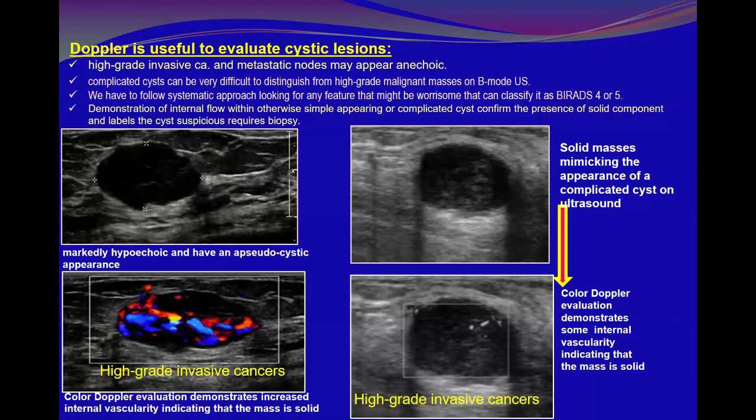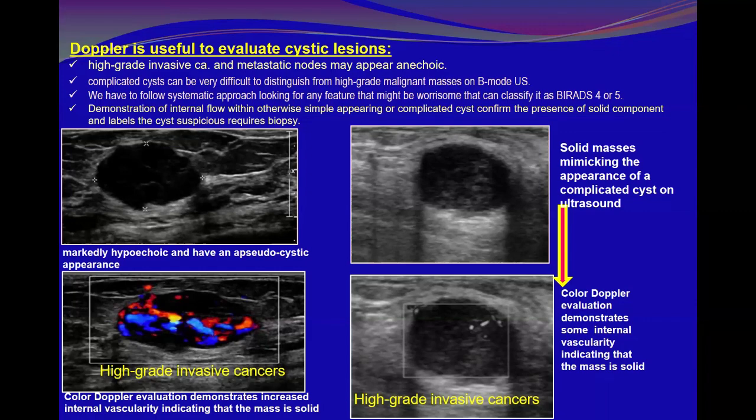Okay. High-grade invasive cancer and metastatic lymph node may appear anechoic. And I have experience of one case presented to me after misdiagnosis of a necrotic lymph node in her axilla, reported as a cyst because it was rounded and completely anechoic. They did not use Doppler, and they misinterpreted it as a cyst in the axilla. Okay, so we need to use Doppler in such cases.